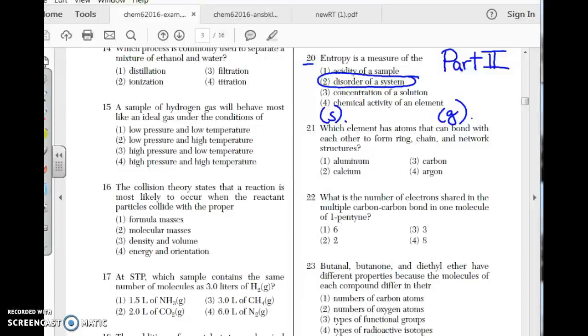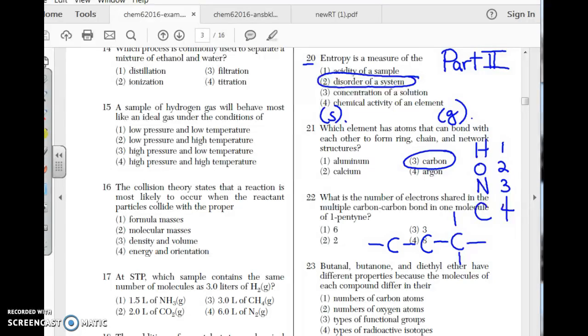High entropy, low entropy. Which element has atoms that can bond with each other to form ring, chain, and network structures? That has to be carbon. Why? If you remember Mr. Russo's HONC, that tells us the number of bonds that each of these elements has to form. H is 1, O is 2, N is 3, and carbon is 4. That means carbon always has to form 4 bonds. So that allows it to form these long chains, or branch structures, or even structures that pull back on themselves and form rings, like so. So only carbon can do that.